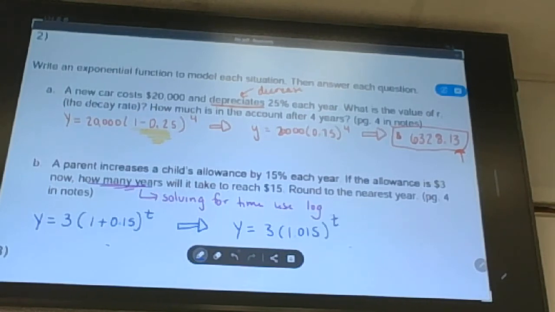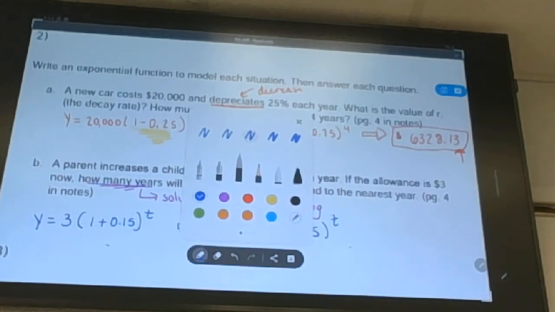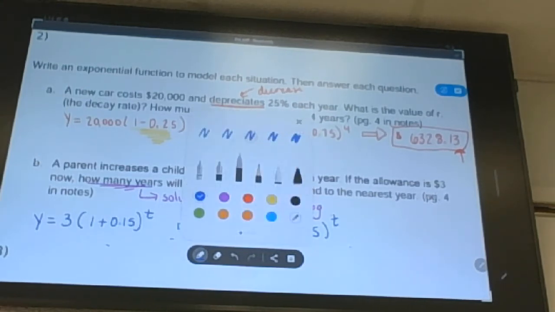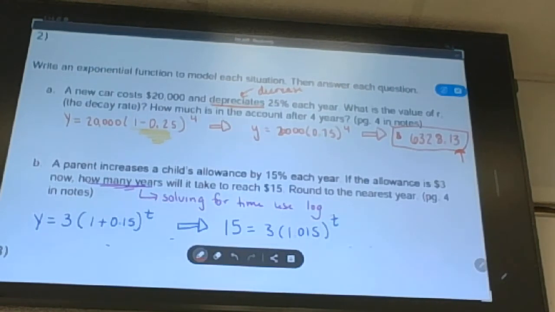Alright, we don't know how many years, but we're hoping to get up to 15. So I'm taking the y out and I'm putting 15 in. I'm replacing the y with 15, not the time. We don't know how long. Now, can you solve this equation? What's our first step, Gabby? Divide by 3.